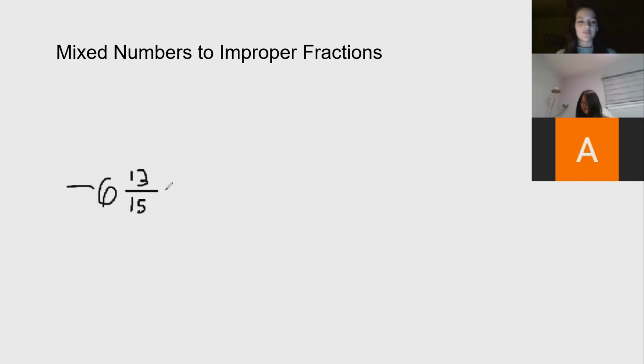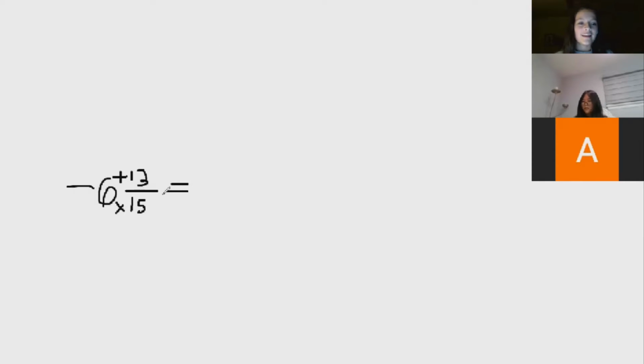Yes. And remember, what you do is you multiply and then add. Okay, so what you will do is solve this, which would be 6 times 15. Yes. So then now what you have is 103 over 15. And remember, what you're going to do is rewrite it to solve it. So it would be 103 divided by 15.